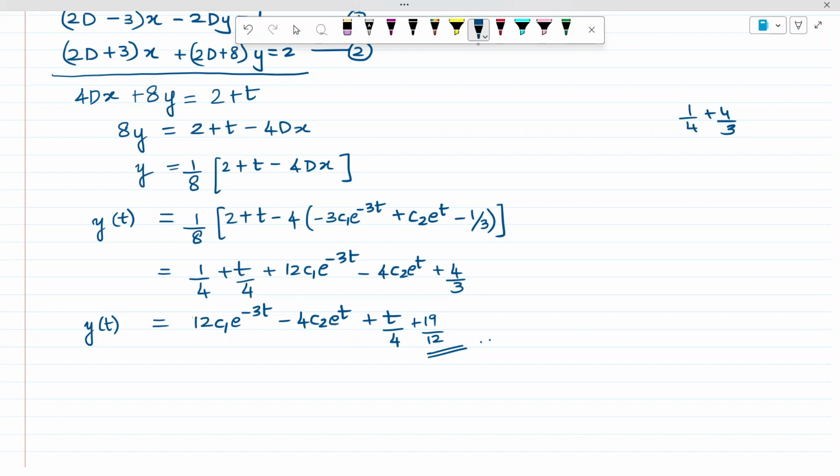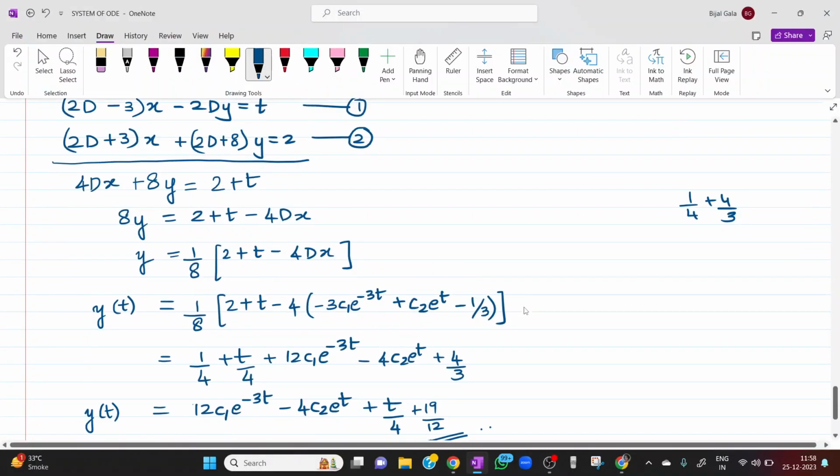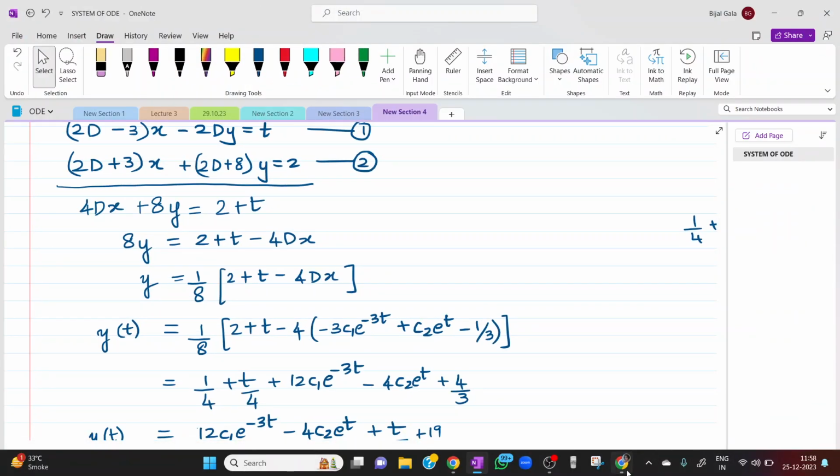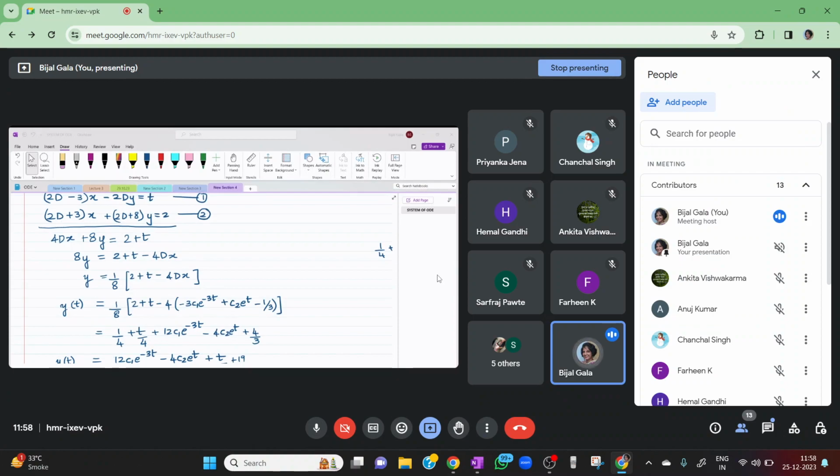Any difficulties? Yes, please. Of course, you might have to revise your techniques of finding the particular integral and CF.